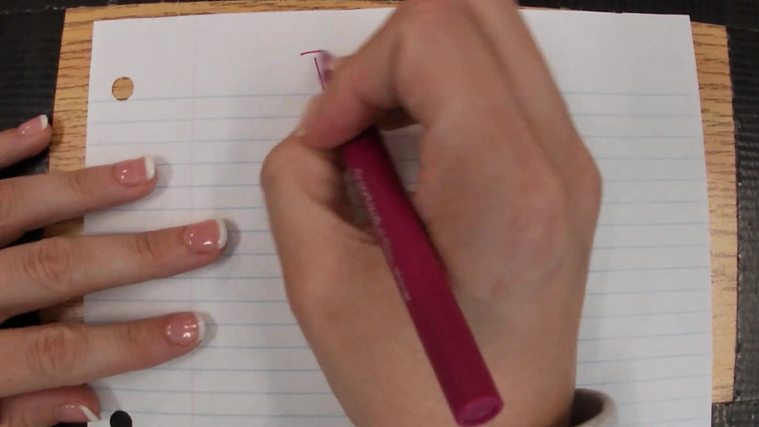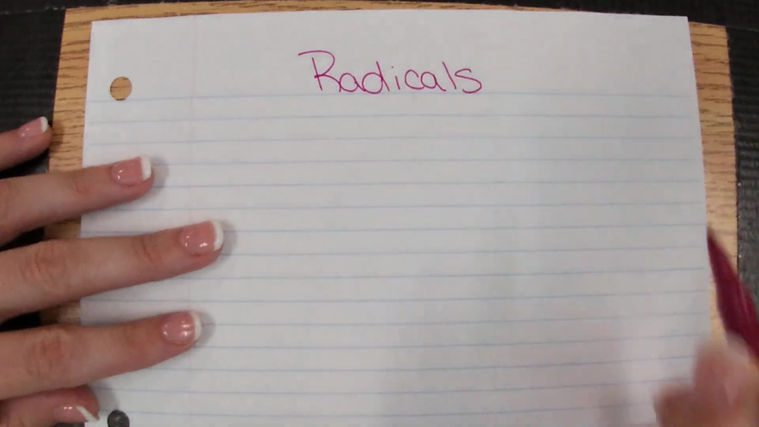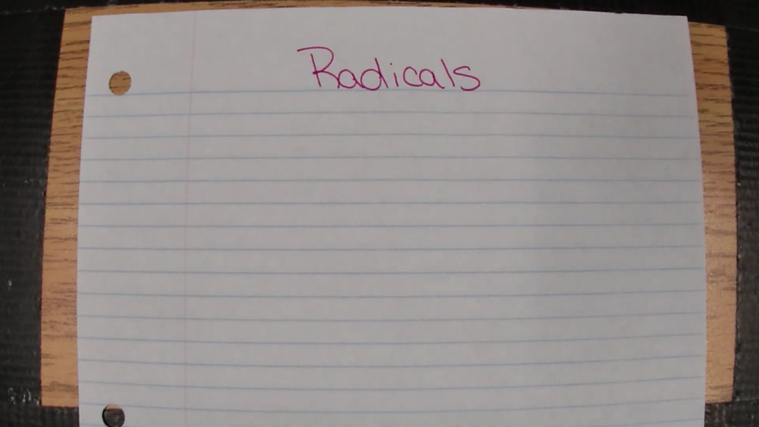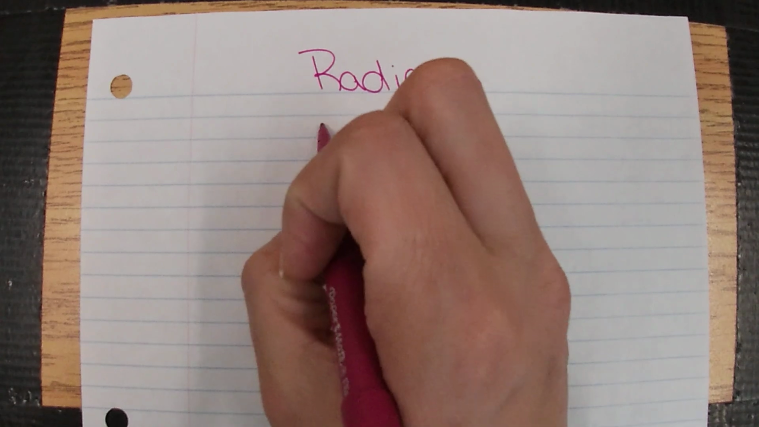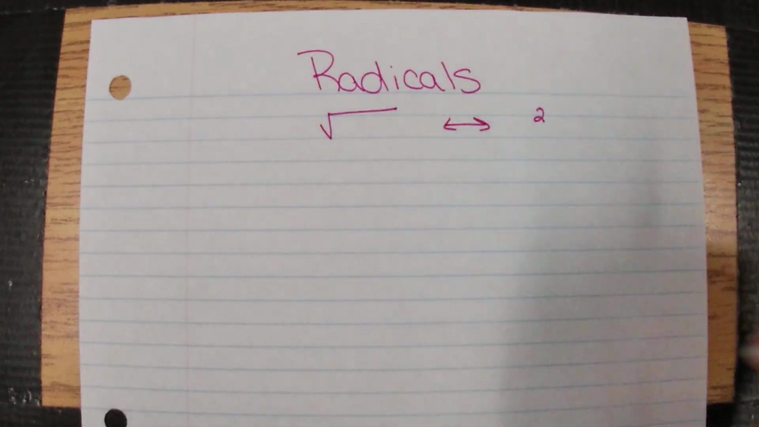We are starting a new unit and we are going to be dealing with radicals. Now, radicals is a large topic that includes anything that will undo an exponent, right? So addition will undo subtraction, multiplication will undo division. A square root or a radical of any type will undo an exponent.